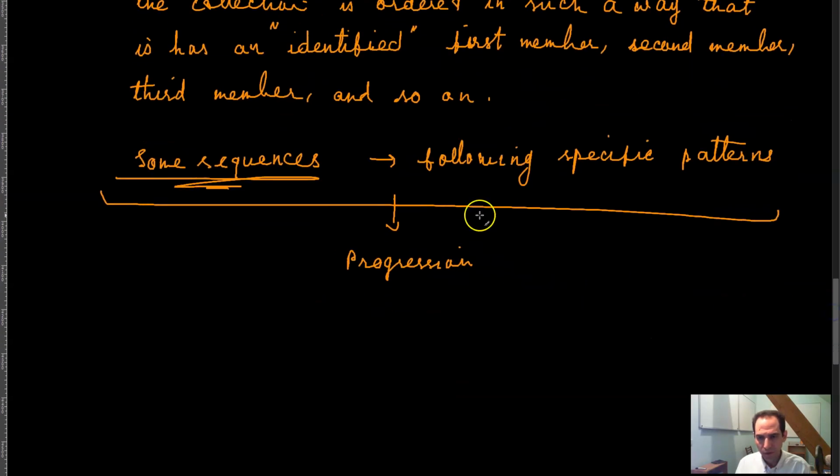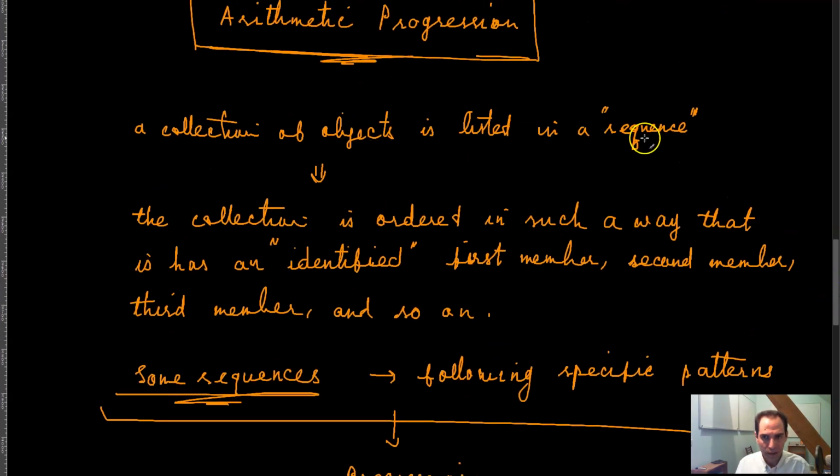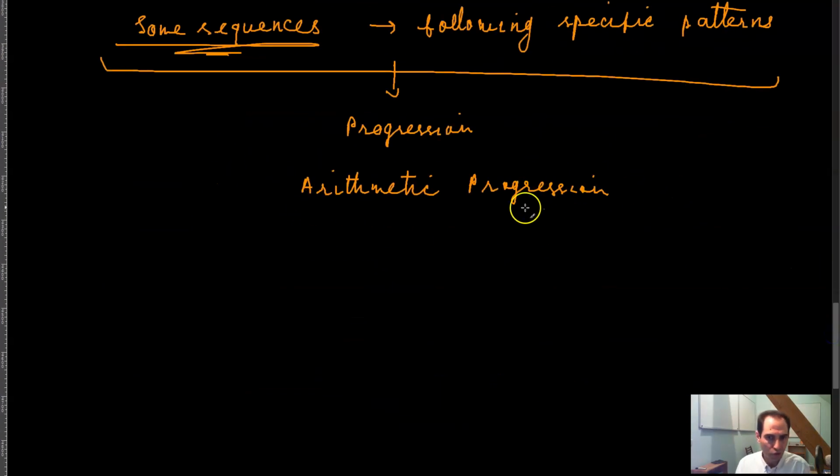For example, in the previous chapter, class 10, chapter 5, we talked about the arithmetic progression. In an arithmetic progression, you have a collection of objects listed in a sequence, a sequence of numbers, for example 1, 3, 5, 7, 9, and so on and so forth. You can see that this is a sequence that follows a specific pattern. The specific pattern over here is that, starting from the first object, you add 2 to the first object to get to the second object.